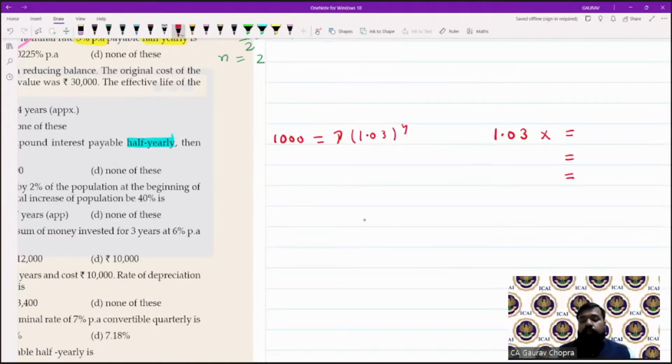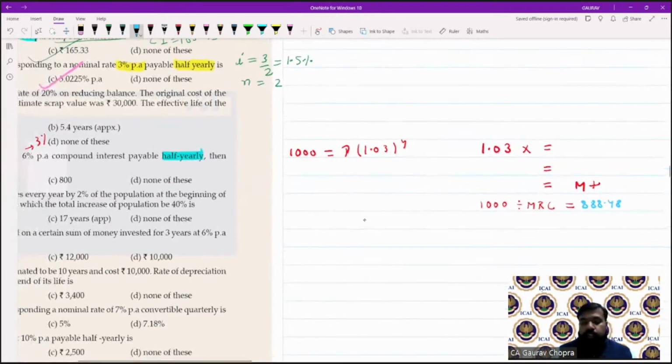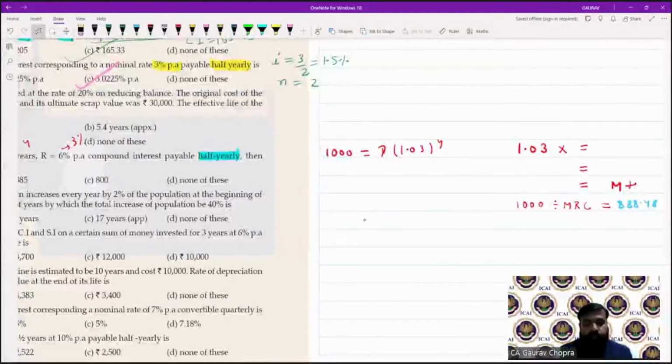Okay, so it will be power 4. Now press M plus button. Save this into your memory. After doing M plus, now type 1000 divide MRC and then don't forget to press equal to. After pressing equal to, answer will be on your screen: 888.48. This is the final answer.